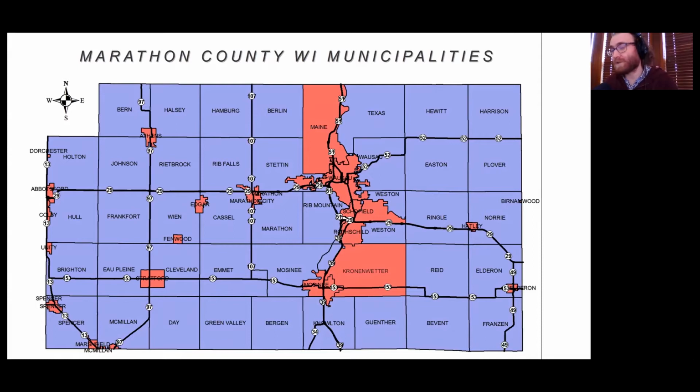In the 21st century, we have some interesting stuff happening, like the town of Maine and Kronenwetter, in which they just take the whole town and become a village. But that's historically not as common. And there's some other stuff that goes with that.